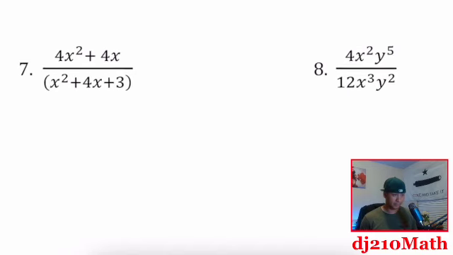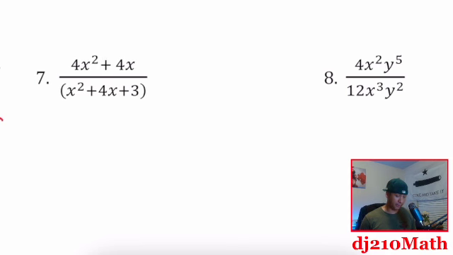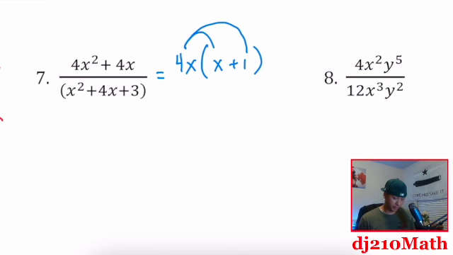Number 7. GCF, greatest common factor. What is common to both 4x squared plus 4x? Number-wise, 4, right? 4 is common. And then x's, variables, the most x's I can take out is a single x out from each term. So then what's left behind? X plus 1. Right, because if you put it back in, this would be 4x squared plus 4x. That's exactly what we had in the numerator.